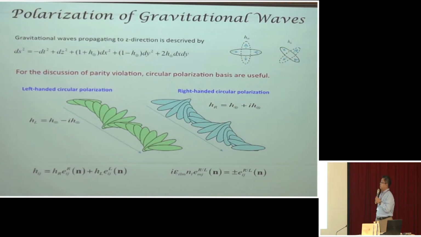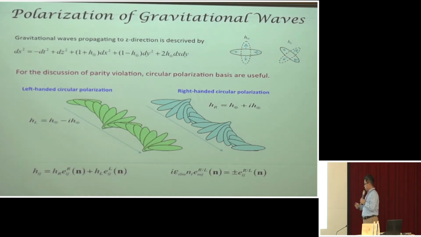Since I would like to discuss the circular polarization, it's convenient to introduce the circular polarization basis. So this is the standard polarization of standard gravitational waves. If you consider gravitational waves propagating in the z direction, the polarization is described by this metric. So this is the plus mode, just oscillating this way. And the cross mode is just a rotation of this mode by 45 degrees.